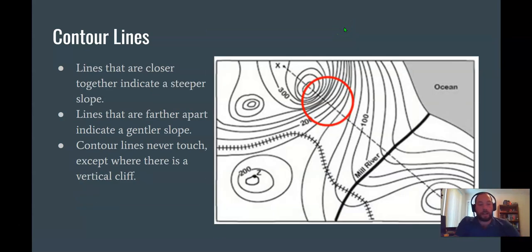Now when you're looking at these lines a little bit closer, you'll notice that some lines are closer than others. This actually indicates that there is a steep slope. It's either a fast rise in elevation or a fast drop in elevation. Lines that are farther apart indicate a gentler slope. Contour lines actually never touch except where there is going to be a vertical cliff.